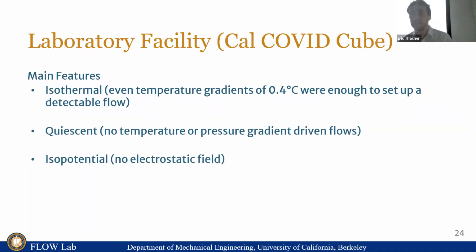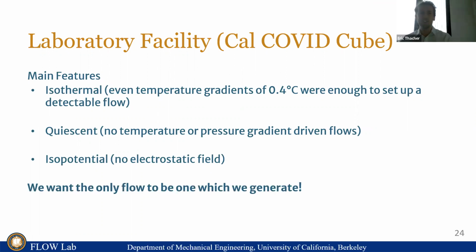And the main features of this is that it's isothermal, because we found that even small temperature gradients were enough to set up a sort of detectable flow which could influence motion of the particles. It's quiescent, so there are no additional flows, and basically we only want the flow that we generate.